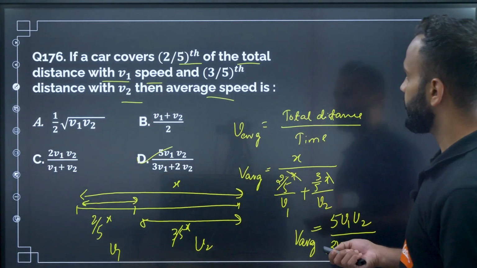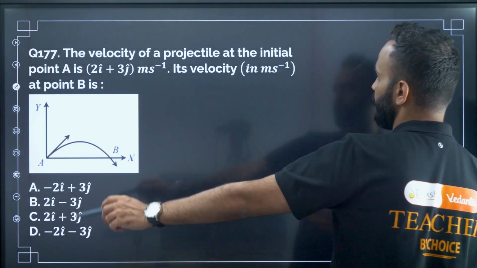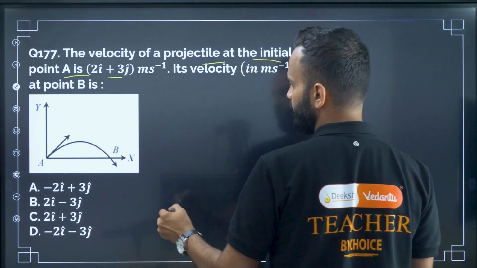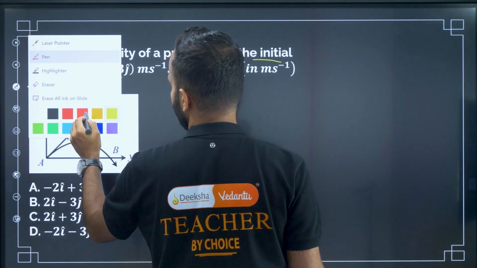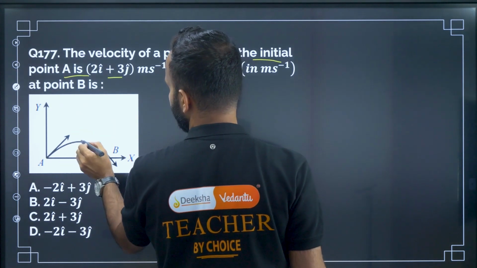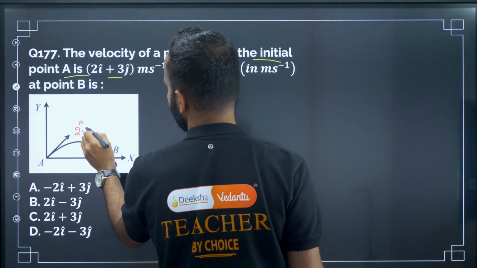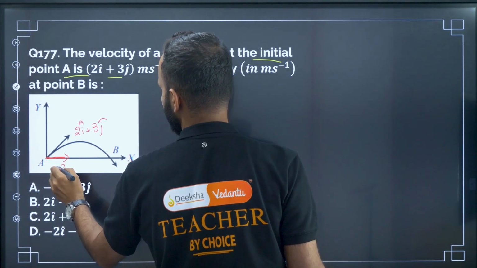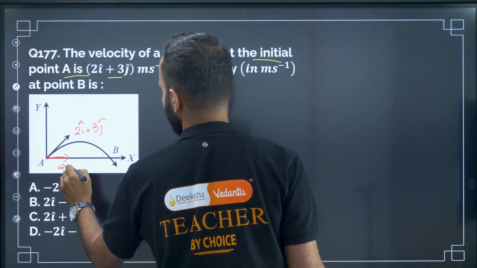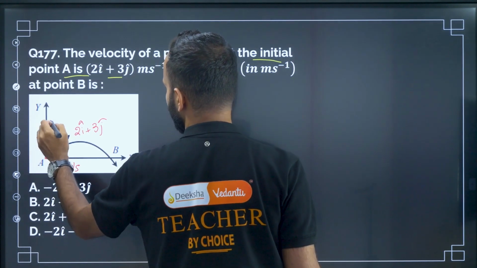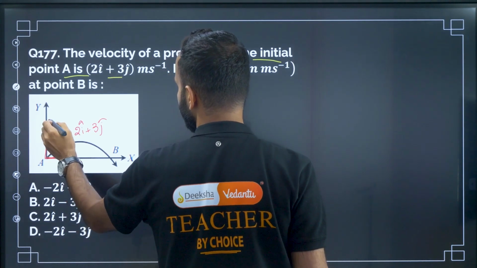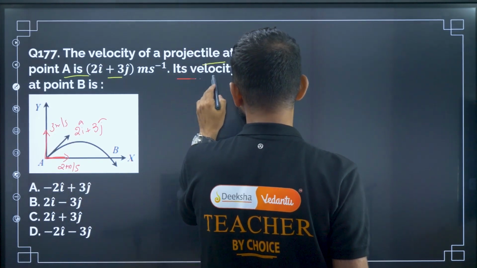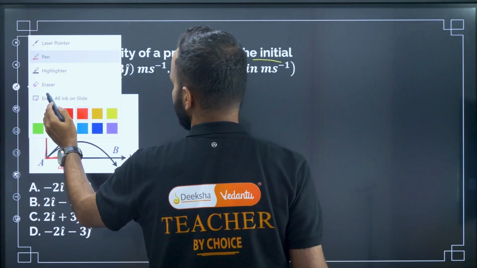Okay, next question, question number 177. The velocity of the projectile at the initial point A is 2i cap plus 3j cap. Here velocity at the initial point A is 2i cap plus 3j cap. Okay, so 2 represents horizontal velocity, okay, 3 represents vertical velocity, 3 meter per second.